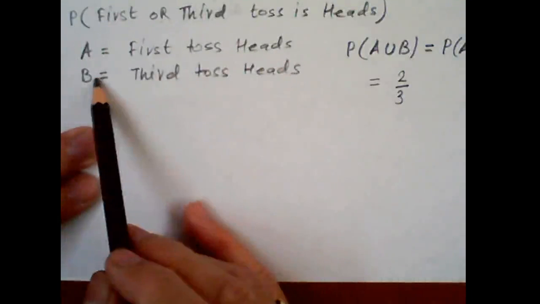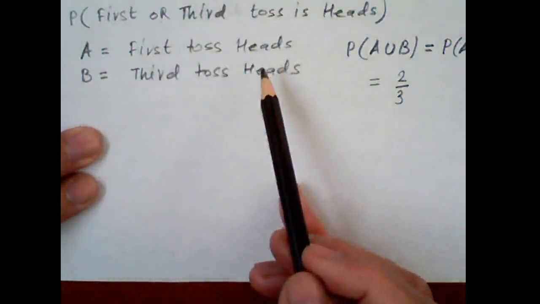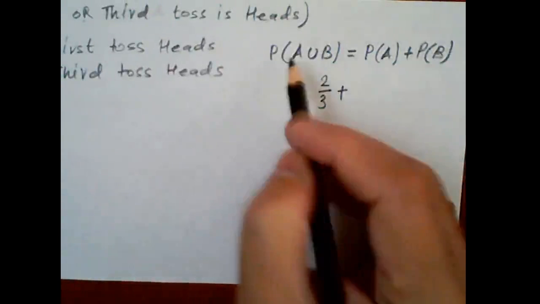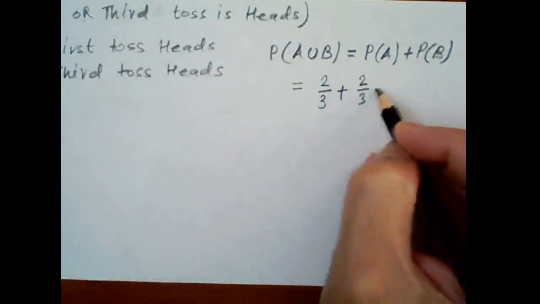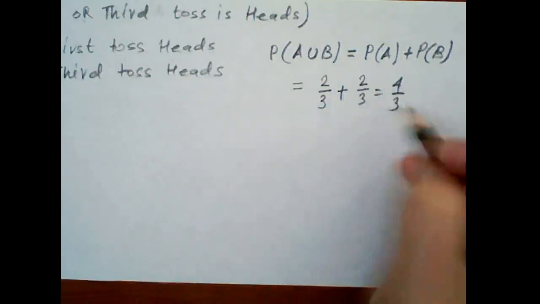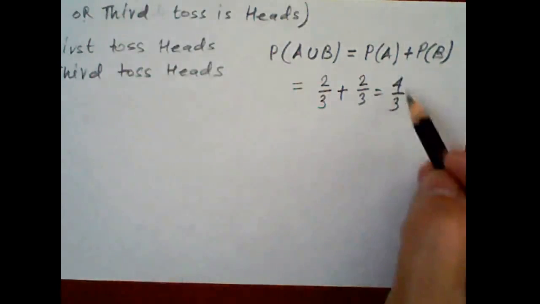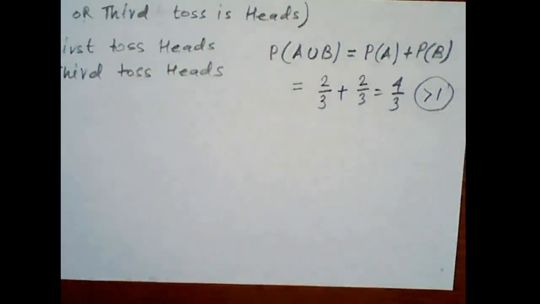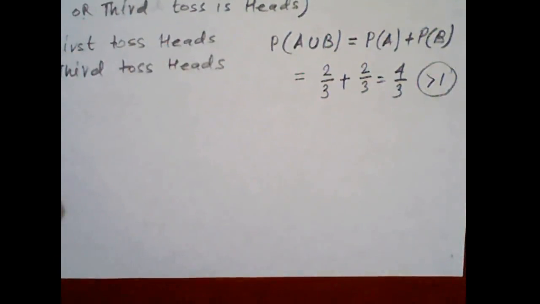How is B defined? B is defined as the third toss is heads. So in this coin, what is the probability that the third toss is heads? That also is 2/3. So P of A union B is equal to 2/3 plus 2/3, and that is equal to 4 divided by 3. Oh, oops, there's some problem because 4 divided by 3 is greater than 1. Meaning there is some problem somewhere. Now, where is the problem?